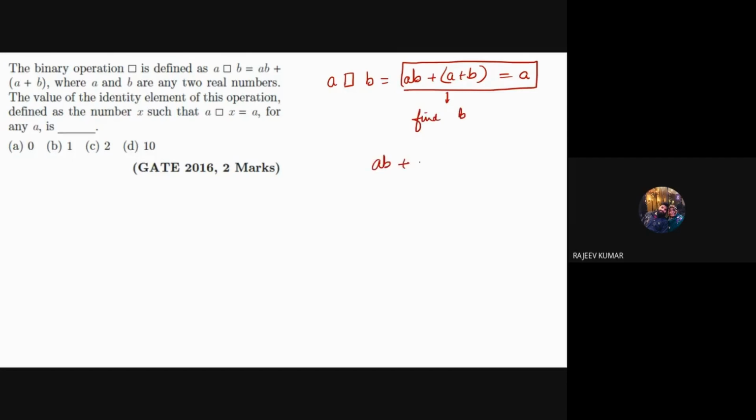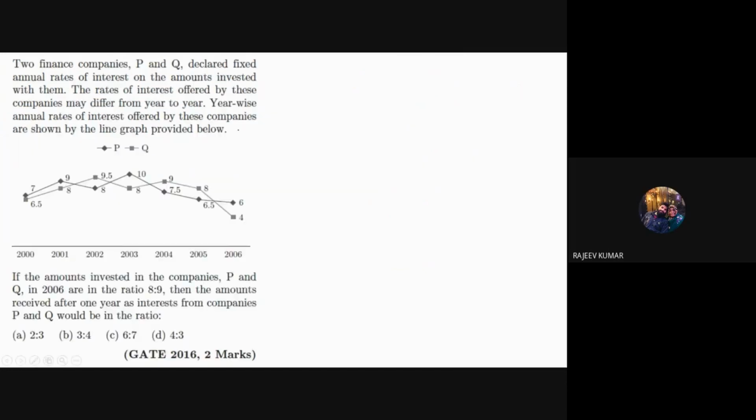You will get ab plus a plus b equals to a, जहाँ पर a cancel हो जाएगा. So ab plus b is going to be 0. अगर b आप कॉमन लेते हो, you'll get b times a plus 1 equals to 0. This gives b equal to 0. The correct answer will be a, b equal to 0. बहुत simple question है, and you can see that it was asked in 2 marks. Moving on, next one. Try to solve this one.